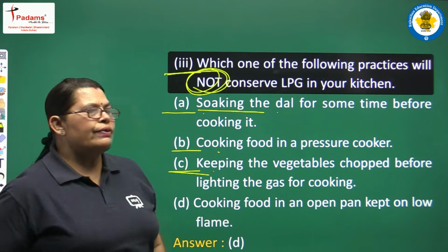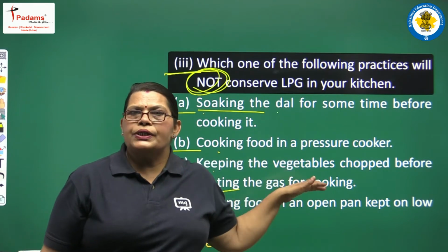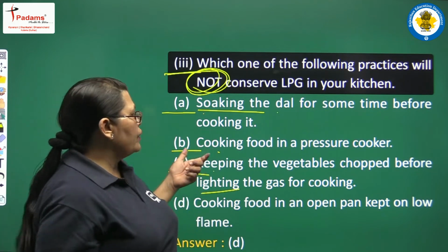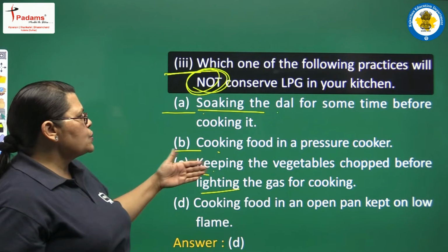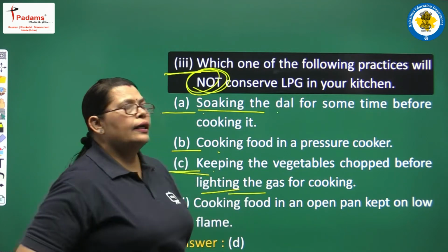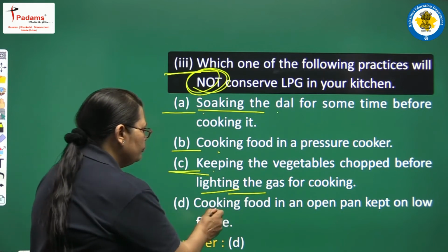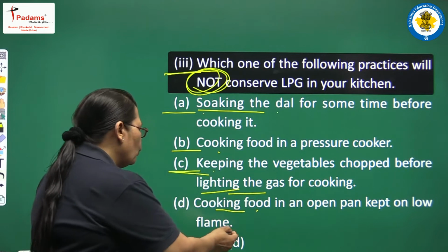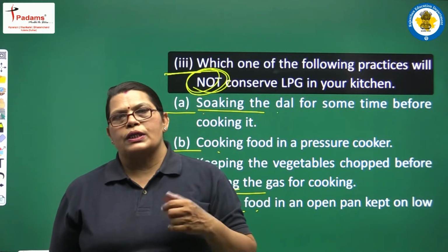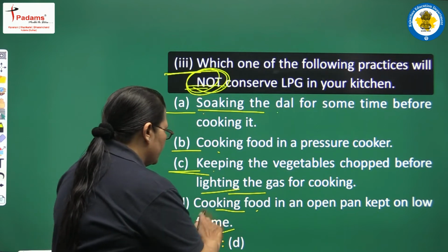Next option is keeping the vegetables chopped before lighting the gas for cooking. This one is the right, proper way of using LPG gas cylinders. Why? Because from all these methods, all these tools, we conserve our LPG gas in the kitchen. As your mother is also doing. First of all, she chops all the vegetables, and at the last, she lights the gas for cooking. Okay, the last option here, is it right or wrong? First, we will read it. Cooking food in an open pan kept on low flame. Is this the right one? कि आप खाना बनाइए लेकिन एक खुले पैन के अंदर बनाइए और लो गैस पे बनाइए. No, this one is not the real conservation of LPG in our kitchen. So the option is D here.